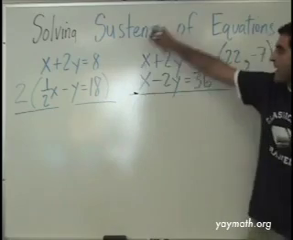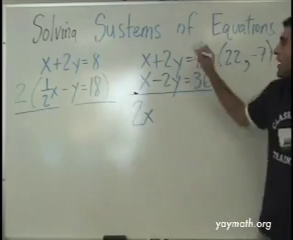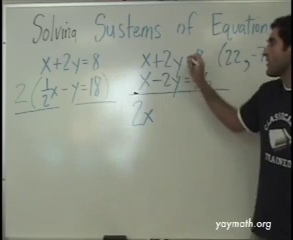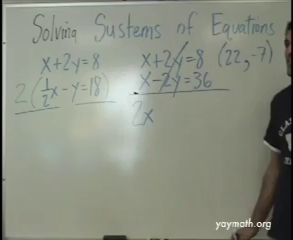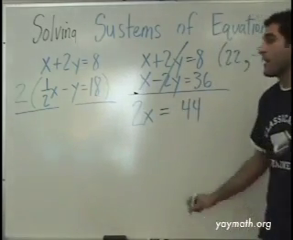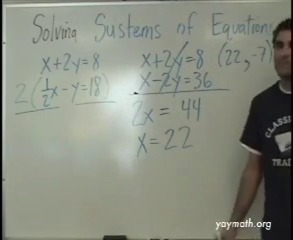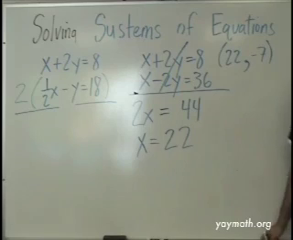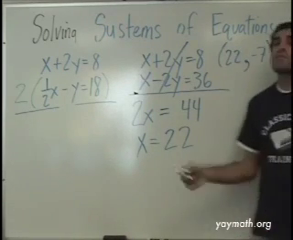All right, here we go. Adding down: x plus x equals 2x. 2y plus negative 2y cancels. 8 plus 36 is 44. Divide by 2. x equals 22. Hopefully you're not surprised. Nope. Exactly. So x equals 22.